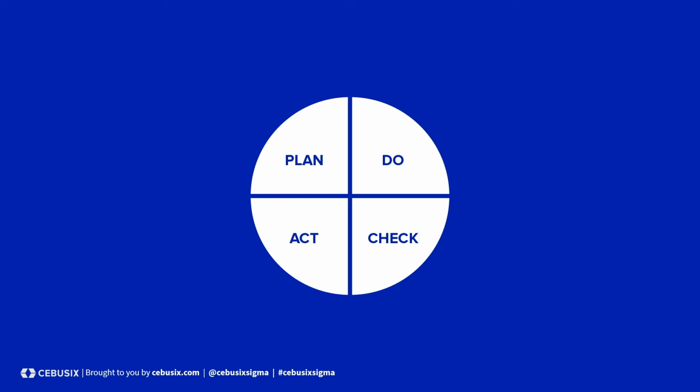As always, we need to review or check the results of that change. We need to analyze and determine the viability of that change. Finally, we take action. If the change was not viable, then we start the cycle over with a new plan, with a new change. But if the change is viable, then we implement the change and look for new opportunities for improvement.